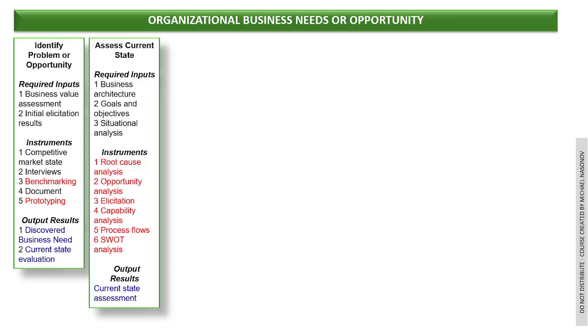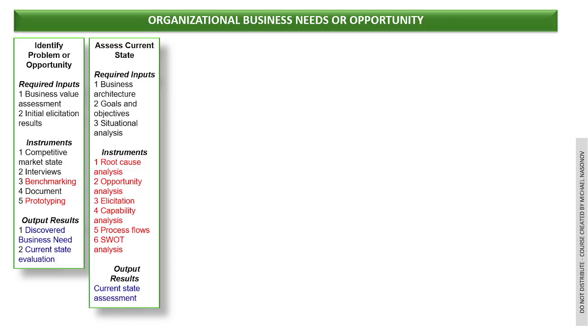Assess current state, inputs: business architecture, whatever you have in your organization. You need to know your local business, meaning your organizational business. If you are working within a bank, you need to know some banking. Insurance, you need to know insurance. Commercial, you need to know whatever you're selling. Goals and objectives, situational analysis.